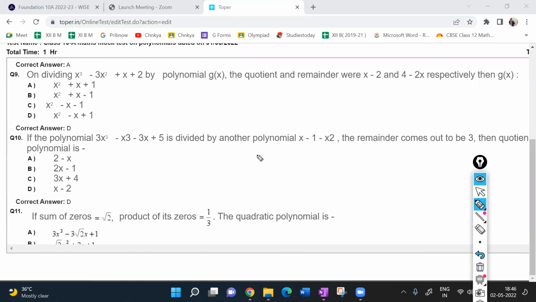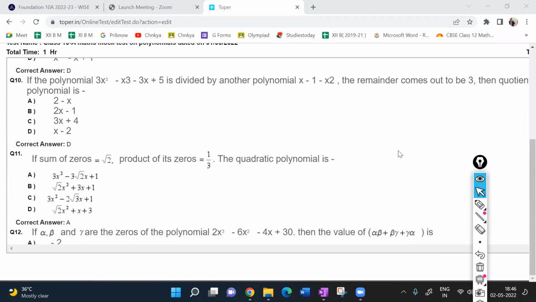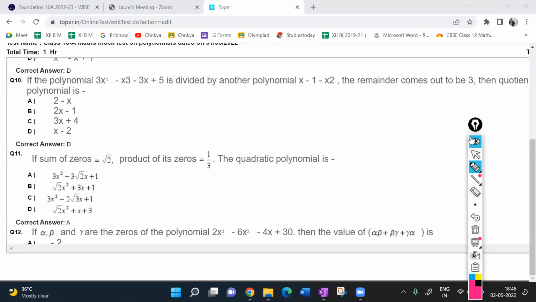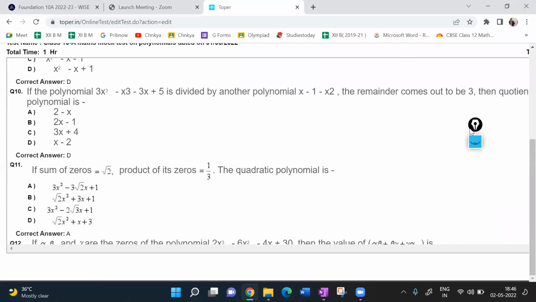Okay, yes. So next question. If a polynomial is divided by another polynomial and the remainder comes out to be 3, then what is the quotient? Same thing. How did you solve this and how many have solved it? Sir, I've done it. Yes, this polynomial is divided by another polynomial, the remainder is 3, then what is the quotient? I have to use the same formula.